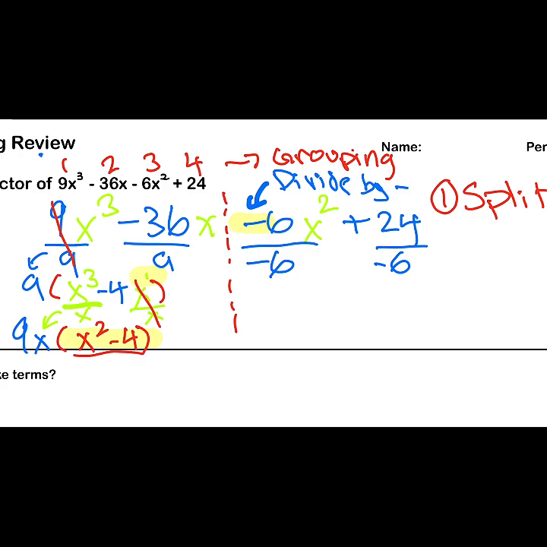So negative 6 goes on the outside, right here. Now the inside: negative 6 divided by negative 6 cancels out. We can drop the x squared, and then 24 divided by negative 6 is negative 4. Hey, look at that, we got it again. That means you know you did it right. If you got the second part twice, you should have gotten to here.